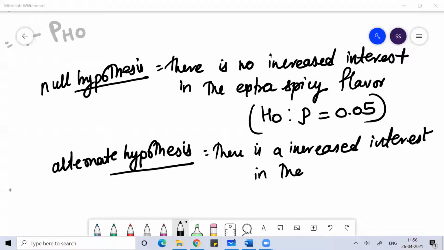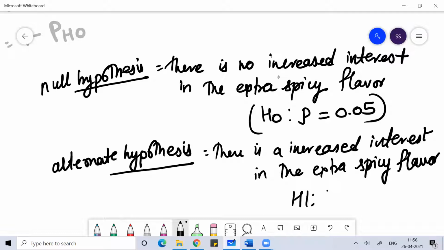In the alternative hypothesis, you will write that there's an increased interest in the extra spicy flavor. So in the alternative hypothesis, you'll write p dash is greater than 5%. Okay, I hope you understand.